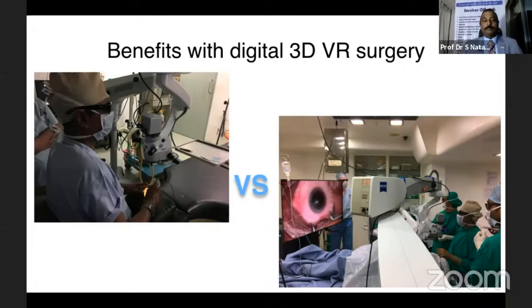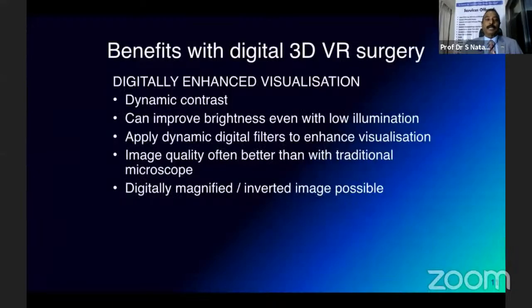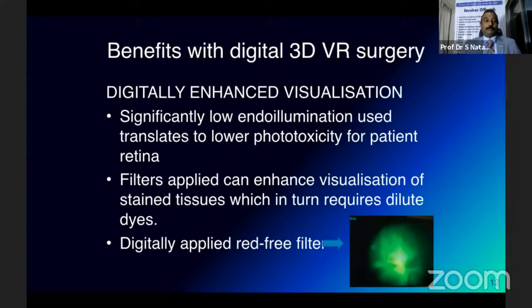It's an excellent tool. I always say that seeing through a microscope is like seeing the whole world through a small keyhole. Here you're seeing through a wide screen, like a 70mm movie, and operating. You can sit comfortably, as you see in this photograph below, and operate. It is digitally enhanced visualization: dynamic contrast can improve brightness even with low illumination, and dynamic digital filters can be applied to enhance visualization. Image quality is often better than the traditional microscope. Digitally magnified inverted images are possible, and the significantly lower illumination used translates to lower phototoxicity for the retina. Filters applied can enhance visualization of stained tissue, which in turn requires dilute dyes, and a digitally applied red-free filter.